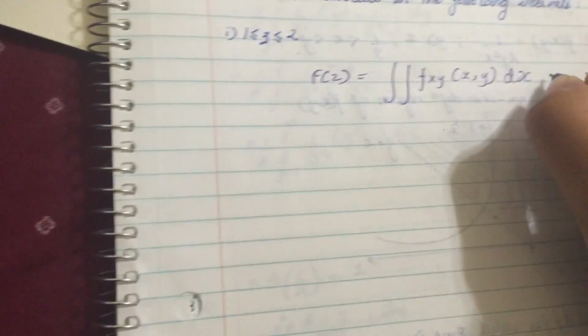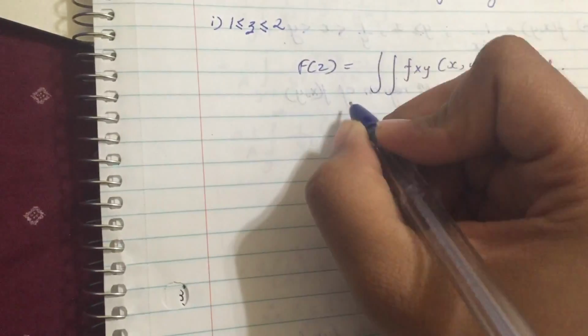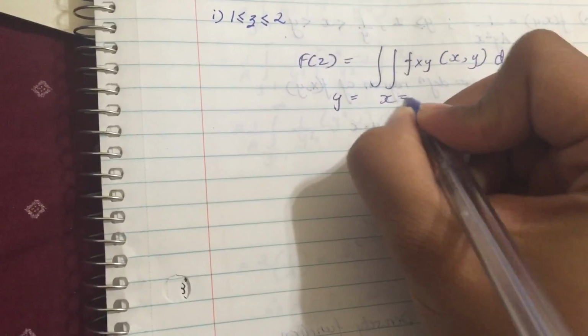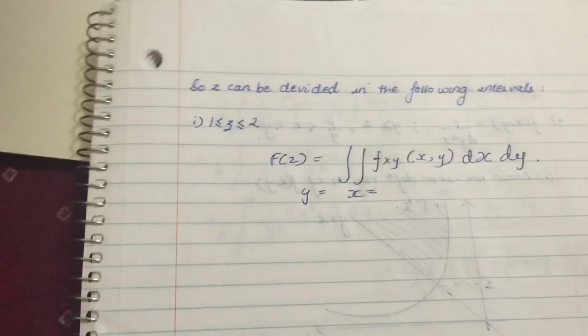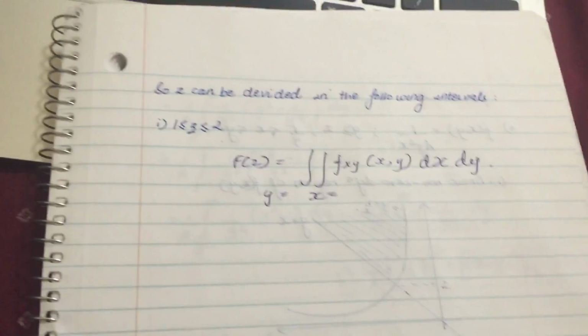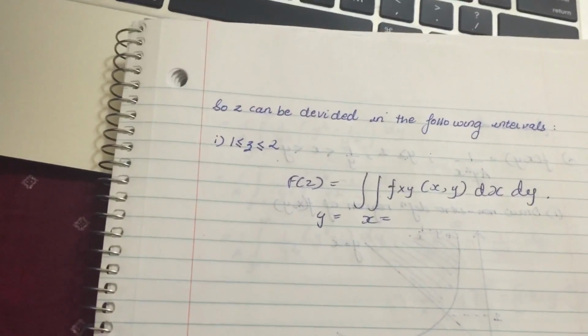Using basically the f of z function, so f of x, y, x comma y, dx dy, and then you would have to find the appropriate limits for x and y. So that is the method of doing it using the geometric method.